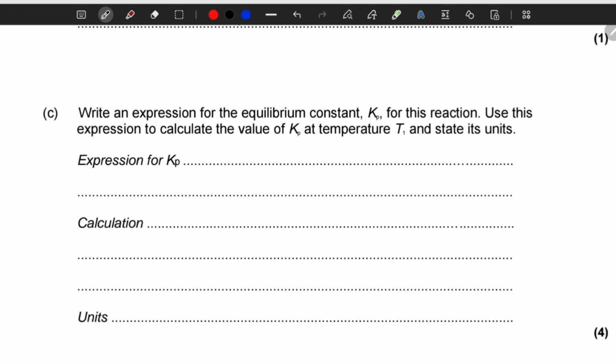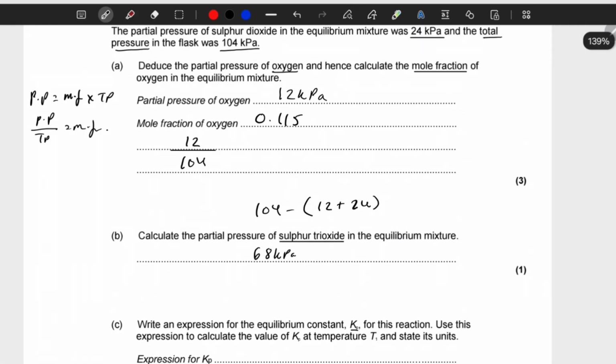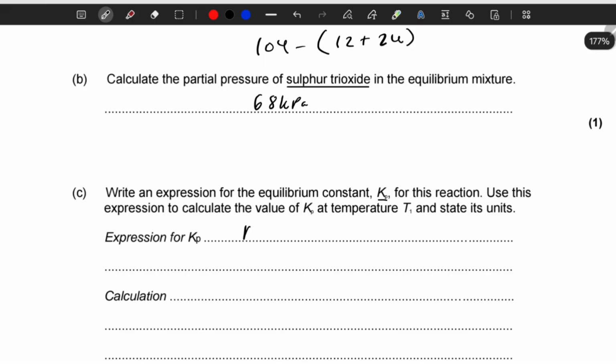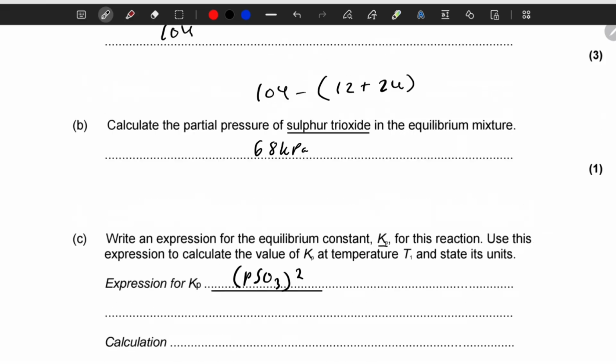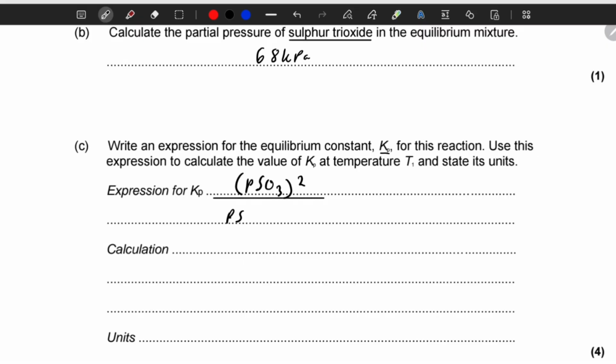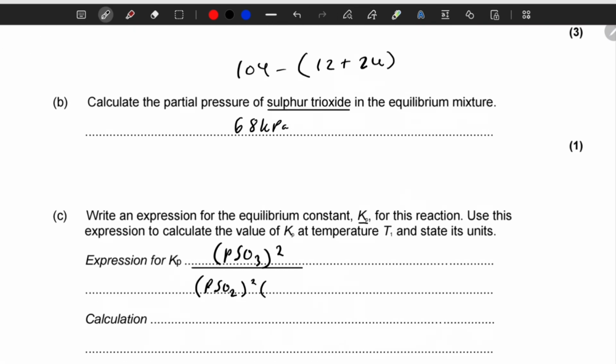Okay, write an expression for the equilibrium constant Kp for this reaction. Easy enough, easy 1 mark. So we do the partial pressure of sulfur trioxide squared, no square brackets, over the squared partial pressure of sulfur dioxide times the partial pressure of oxygen.